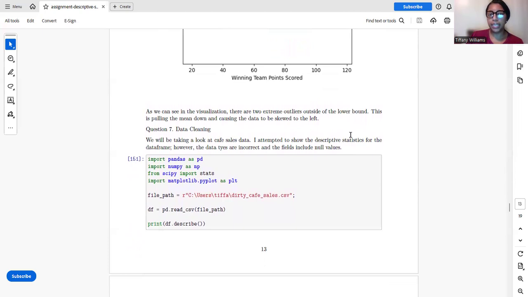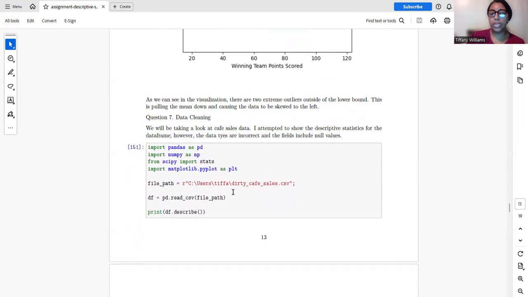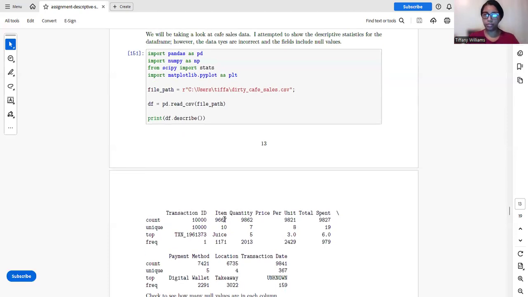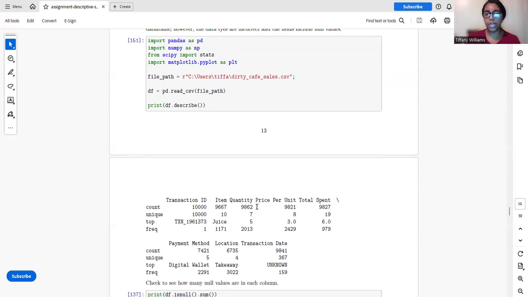Question number 7 is about data cleaning, and I put in a different set of data this time. This is cafe sales. I read the descriptive statistics, but it's not the same as general. Generally, we see the mean, the median, standard deviation, things of that nature. Well, it only pulled in the count, the unique count, the top or featured data point, and the frequency of that data point for each column.